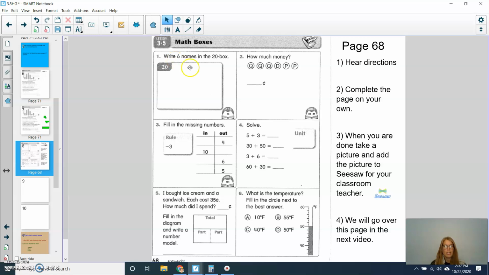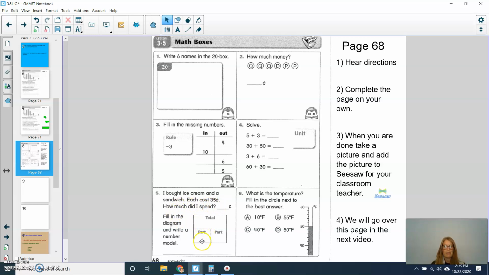So for question number 1, it says write 6 names in the 20 box. So think of 6 different ways that you can make 20. For question number 2, how much money do you see? For question number 3, fill in the missing numbers following this rule. For question 4, you're solving, and then don't forget about a unit. For question 5, I bought ice cream and a sandwich. Each cost 35 cents. How much did I spend?